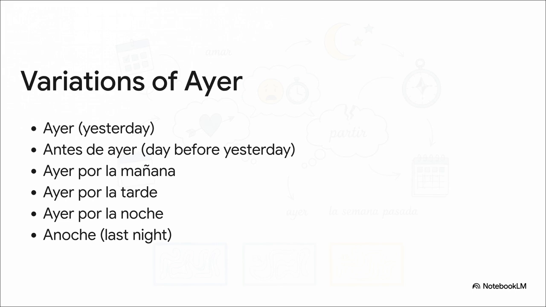Our first block of triggers is anchored firmly to the word ayer, meaning yesterday. Look at how logically these stack up. You've got ayer for yesterday and antes de ayer for the day before yesterday. Then we get into specific times of day. Ayer por la mañana, ayer por la tarde, and ayer por la noche. And of course, the super common anoche for last night. Whenever you drop one of these phrases, you're automatically locking your sentence right into that completed past tense.